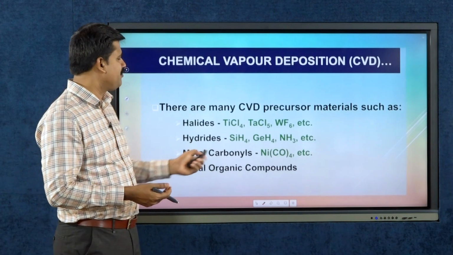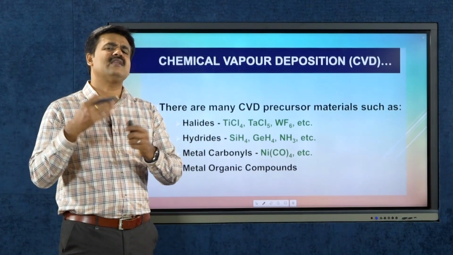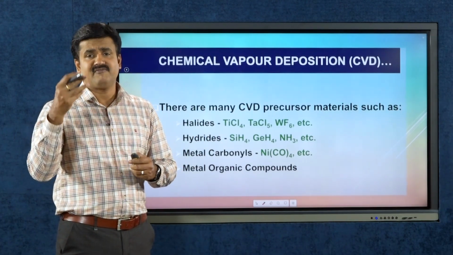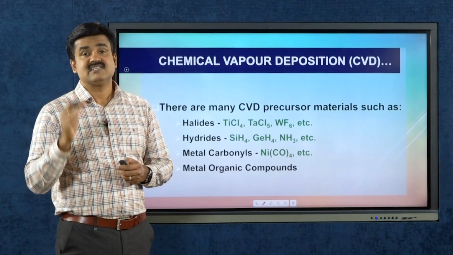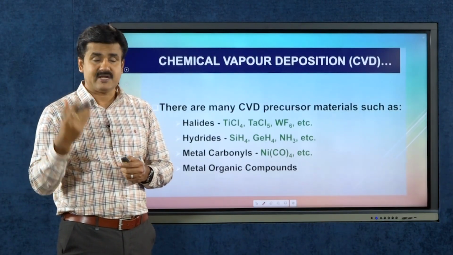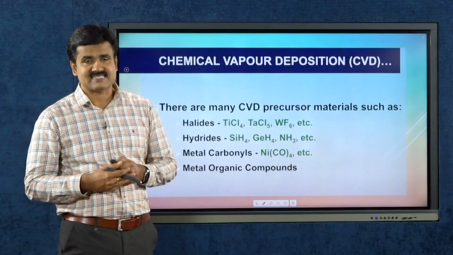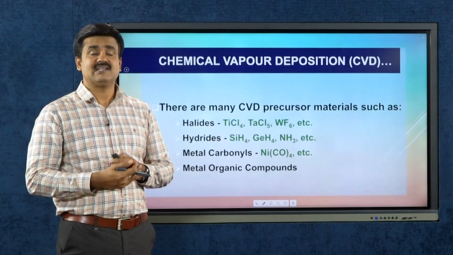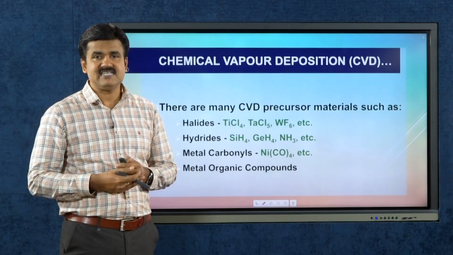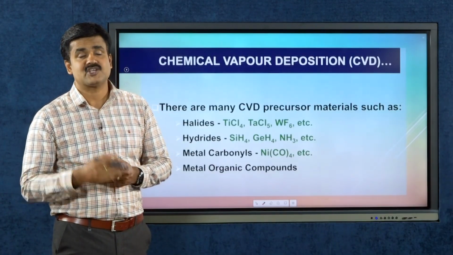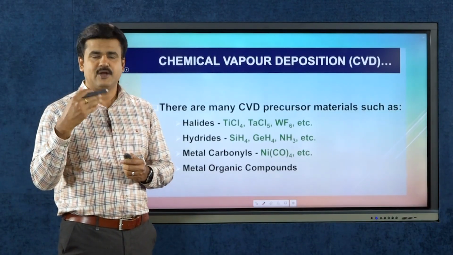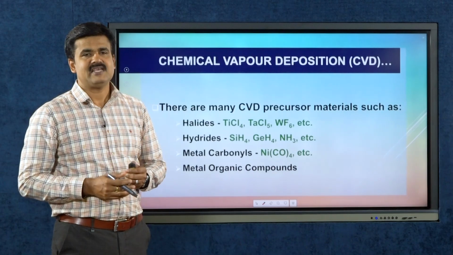There are several metal organic compounds. What are metal organic compounds? Metal with organic chelators, metal with organic ligands. Such compounds are called metal organic compounds or metal organic frameworks, etc. Metal organic compounds also have sufficient volatility. They are stable also. They can also be used for the preparation of nanoparticles by using the CVD method.